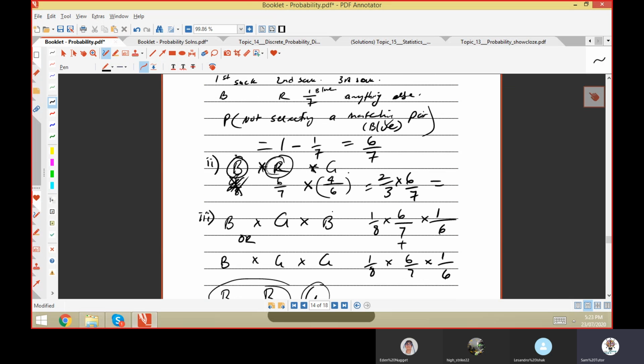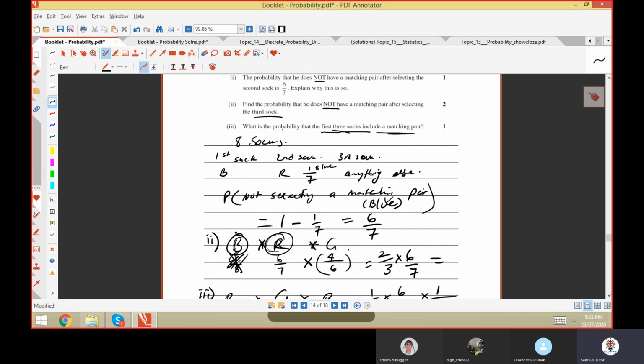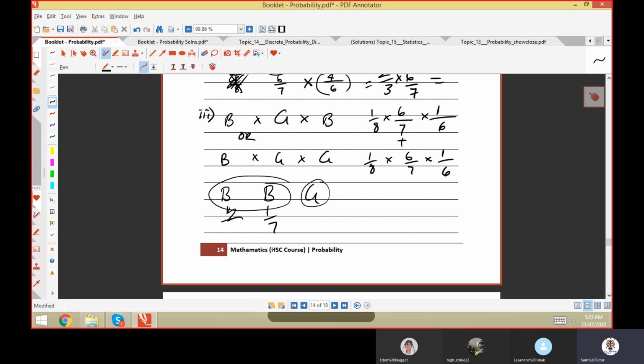Alright, I don't know what to say. The probability of the first 3 socks including a matching pair, it looks like you would have to include the first 2 being a matching pair. But I guess my logic would have just said, but if you've already got your 2 socks, why would you have gone for the 3rd sock? But it looks like you've got to include that. And I just don't see why you would include that. That's weird.